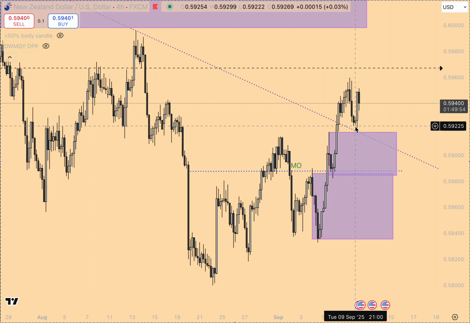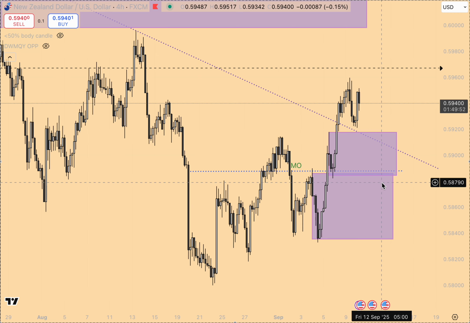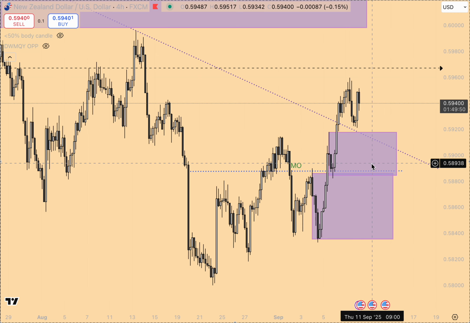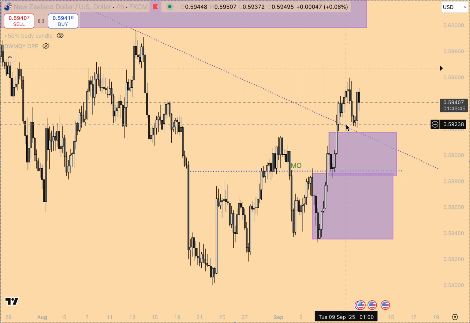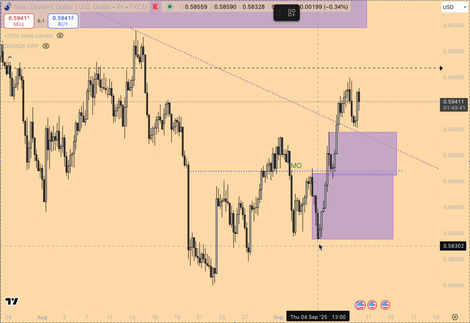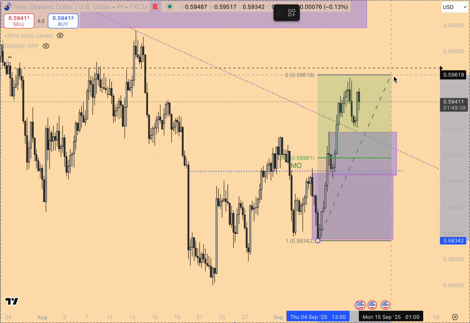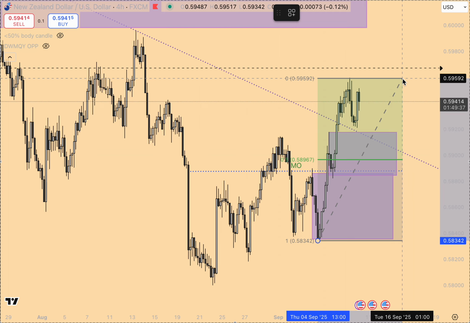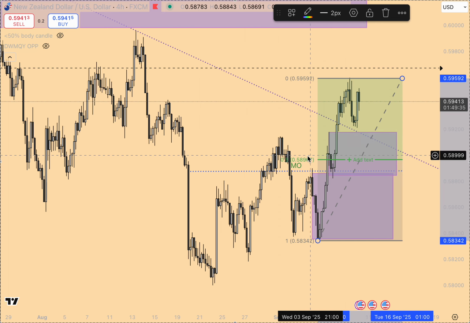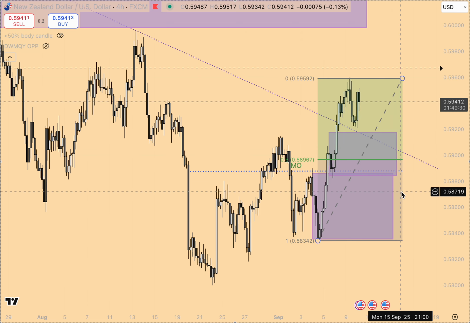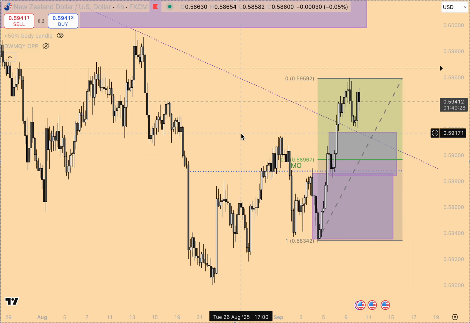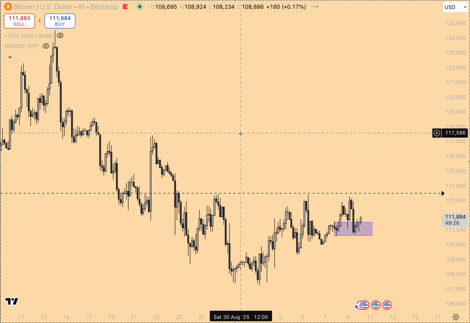So maybe we take out this low. If we take out this low and then come into this area of demand, coinciding with the monthly open, we use it as support, and then maybe we can just take out those highs, rather, that supply level, which would also be nice because it would be around the 50% retracement level. So let's see if NZD USD gives us that.